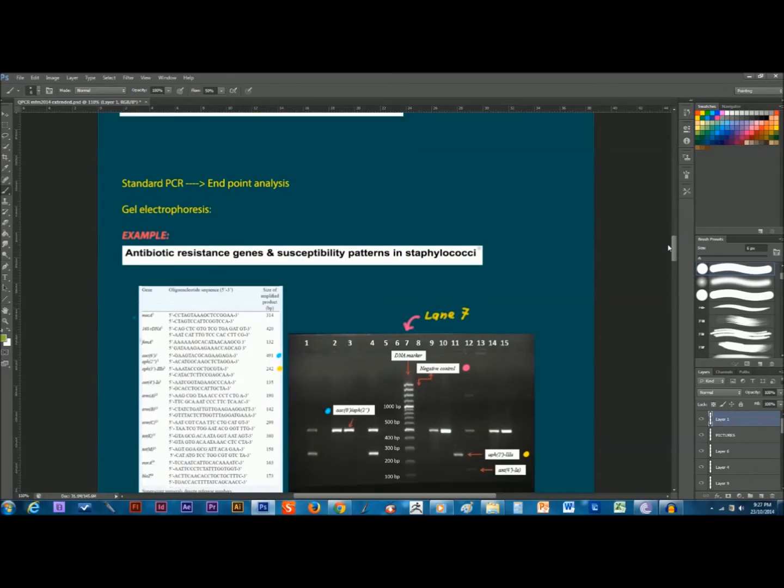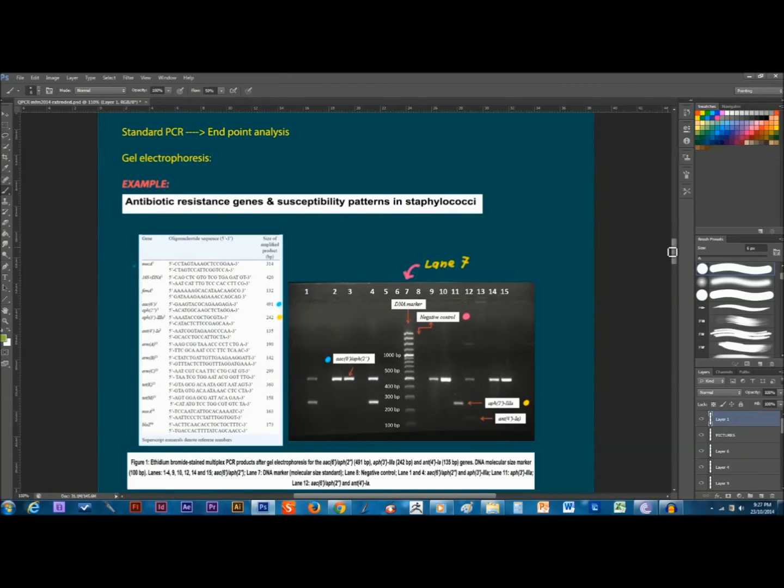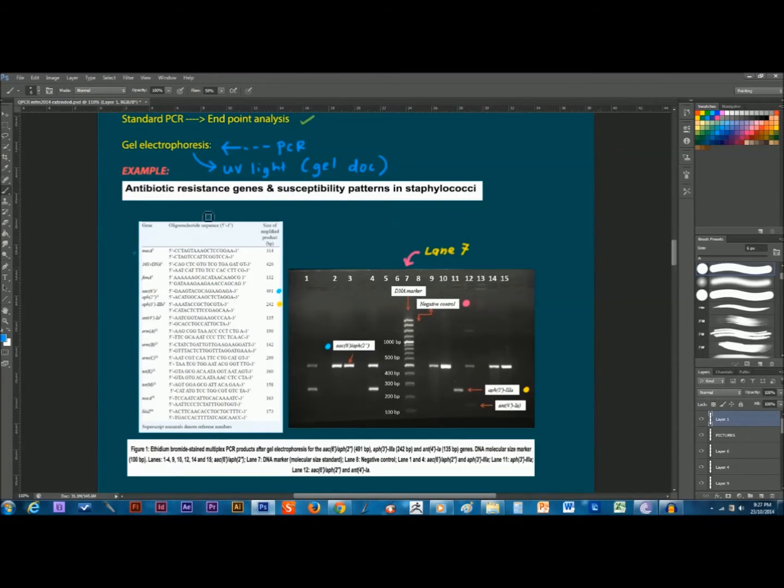For standard PCR, analysis is done based on endpoint analysis. That means once the PCR process is completed, we must proceed further with gel electrophoresis. We run the gel, and we observe under UV light using an instrument called a gel documentation system, or GelDoc. This is an example of research: antibiotic resistant genes and susceptibility patterns in staphylococci.